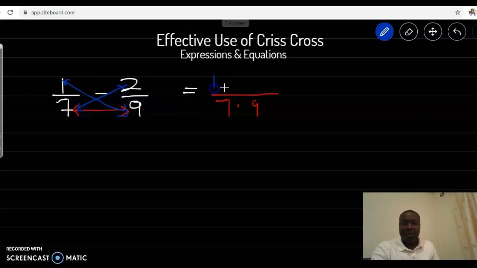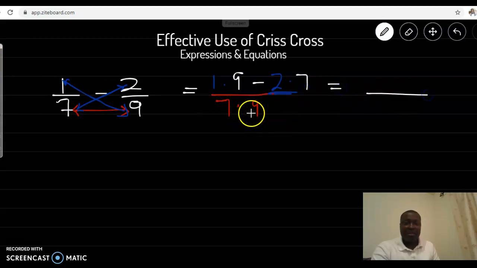Okay, so you come here, 1 times 9. You bring your operational sign, which is minus. And here you write the numerator first, 2 times 7. Okay, now you come to the bottom, 7 times 9 gives us 63. 1 times 9 gives us 9. You bring your operational sign, which is minus. 2 times 7, which is 14.